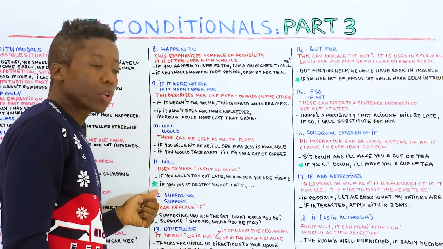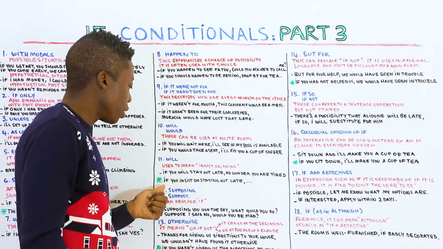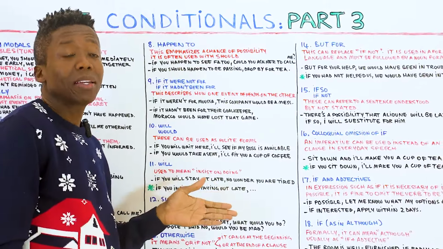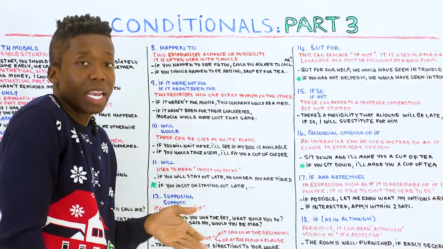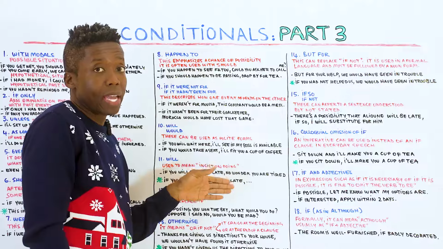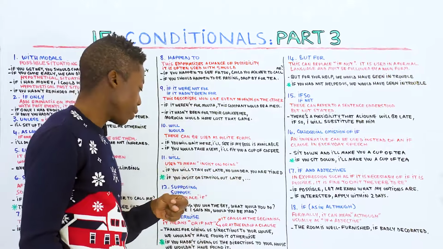Here, the green is just to rephrase the sentence, meaning if you insist on staying out late, well, it is clear, it is normal, it is expected, it is obvious that you will always be tired, okay?